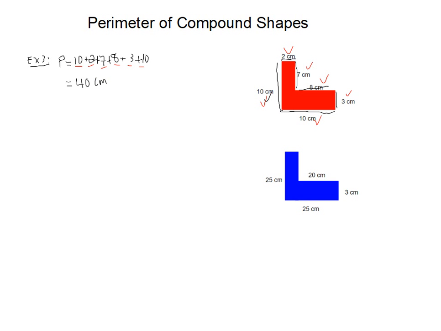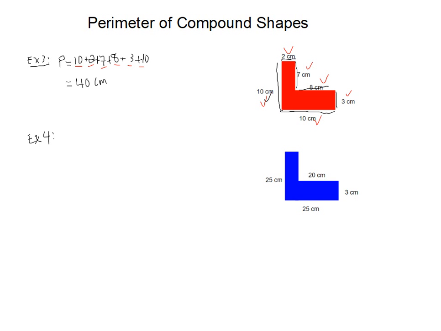Now I want to show you a slightly different example. The shape is the same actually, but we have different information, and I want to show you how to deal with these questions where we have some different information. So this will be example number 4. Again, we want to make sure we add up all of the side lengths around the outside.